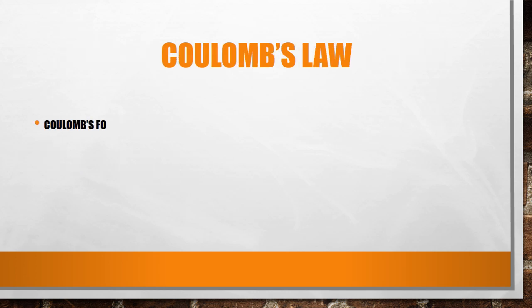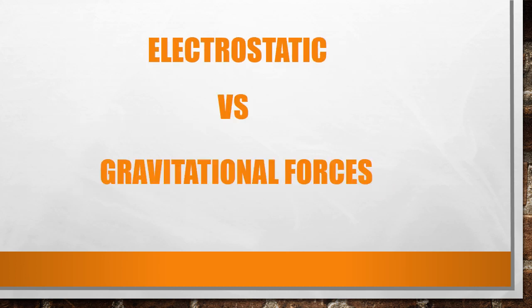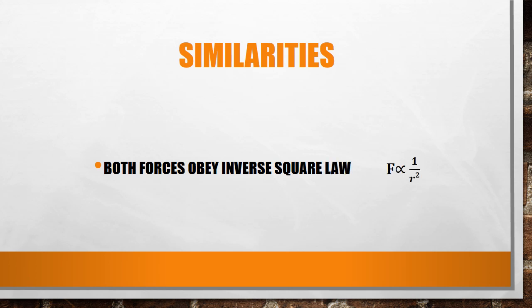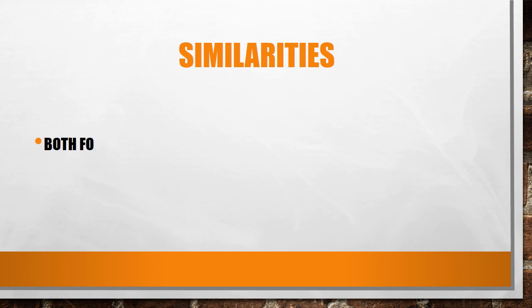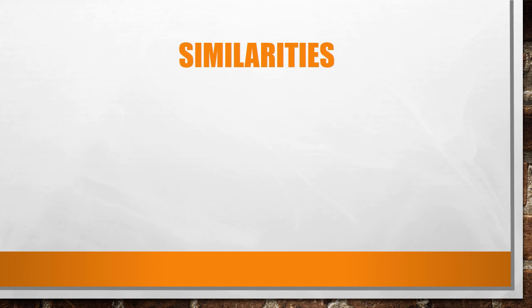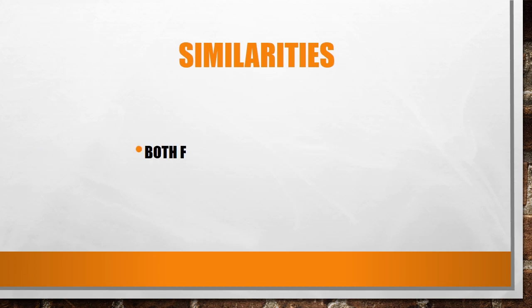Properties of Coulomb's force. Coulomb's force follows Newton's third law of motion. They act along the line joining the charges. Thus, they are central forces. Now let us look at the differences and similarities between electrostatic and gravitational forces. Similarities. Both forces obey the inverse square law, that is F proportional to 1 by R square. Both forces are proportional to the product of masses or charges. Both forces act along the line joining the centers. Both forces can operate in vacuum.